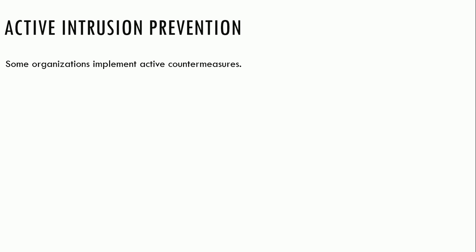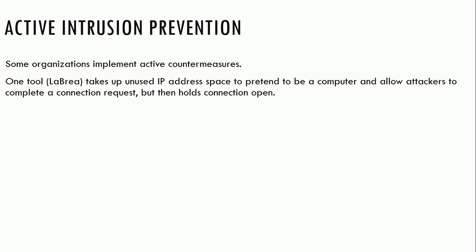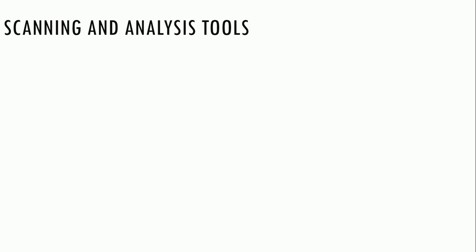So active intrusion prevention. Some organizations implement active measures. So one tool, La Brea, takes up unused IP address space to pretend to be a computer and allow attackers to complete a connection request, but then holds the connection open. So what they're basically doing is allowing somebody to attempt to attack when they detect the attack, but then they make it difficult to carry out the attack. They just string it along a little bit longer. So they move on to something else.